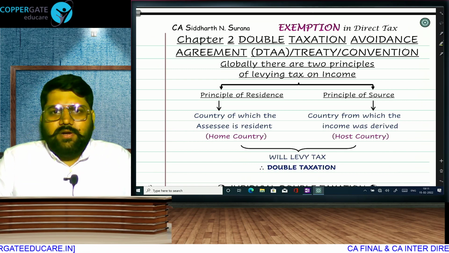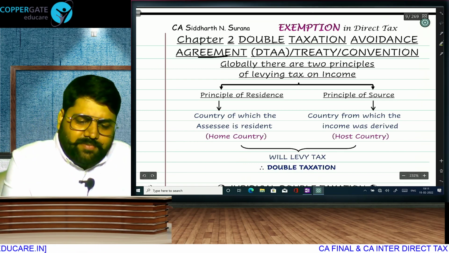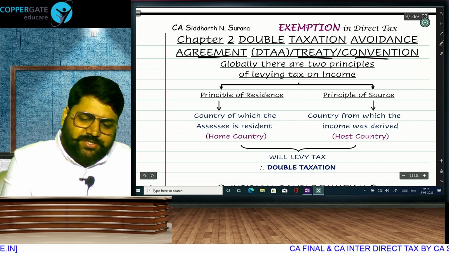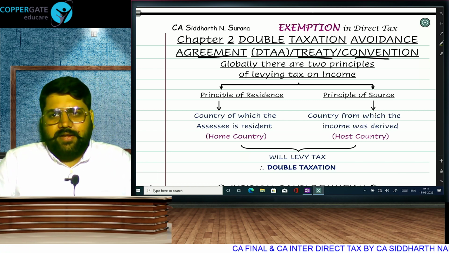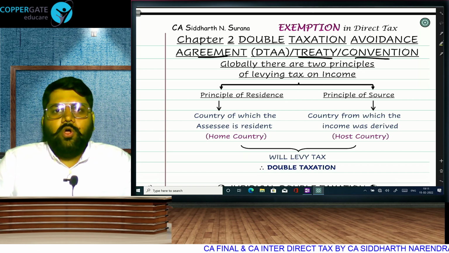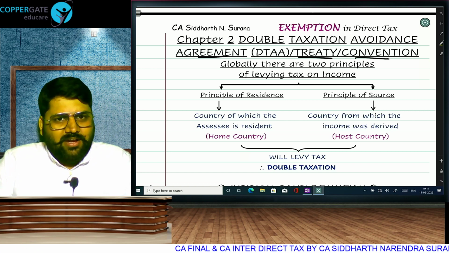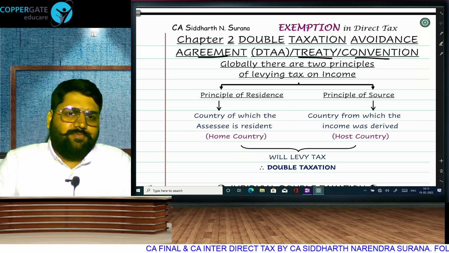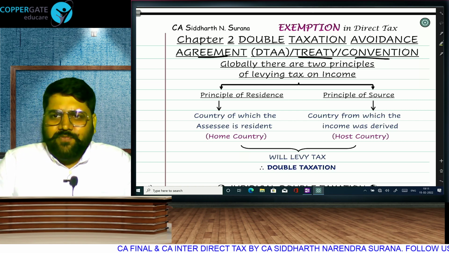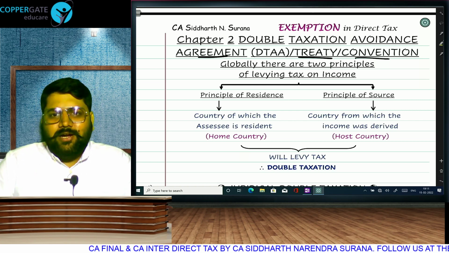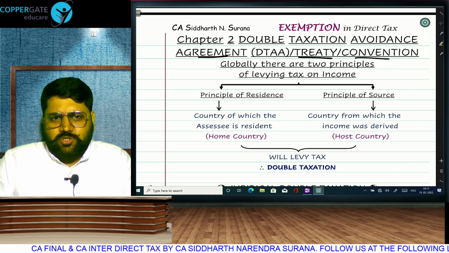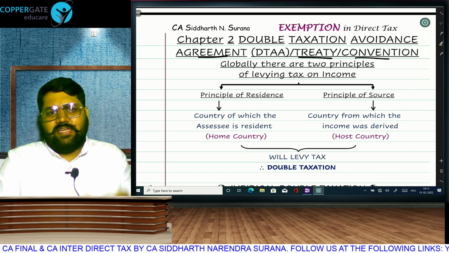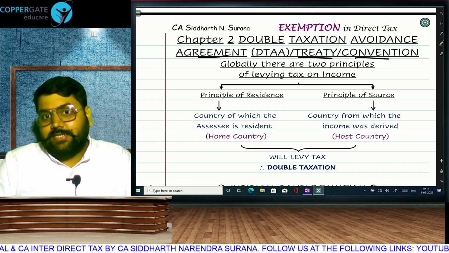Chapter number 2, double taxation avoidance agreement, which we all know is also called treaty and convention. So DTAA, DTAC or DTAT, whatever you may want to call it, we are going to provide double taxation relief. And of course, before knowing what is relief, we need to learn first what is double taxation.